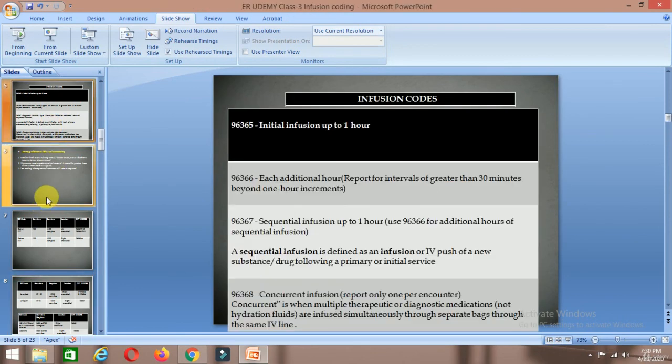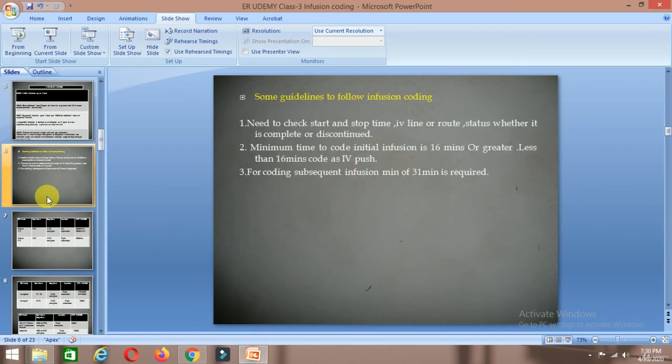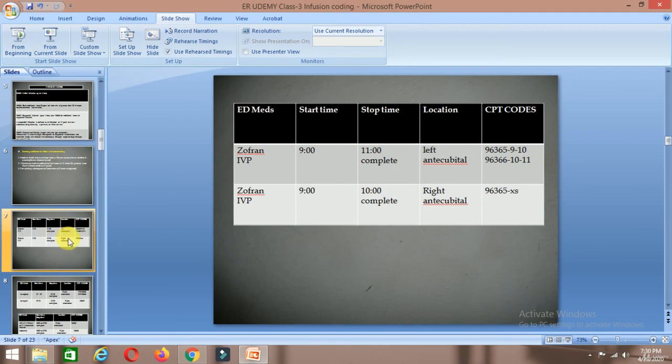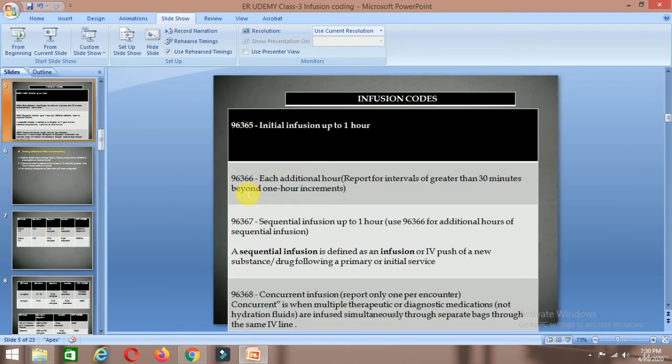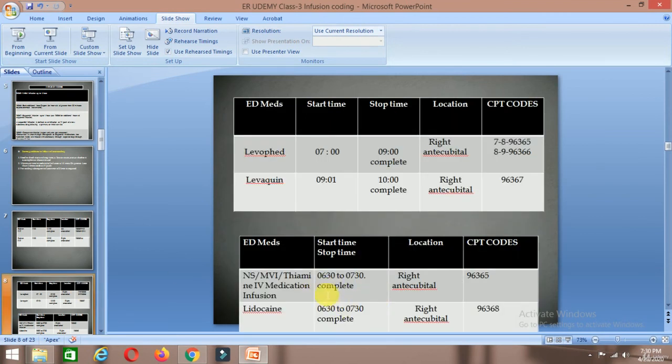So like that we have to code the infusion codes. So far what we have learned: what is infusion, IV, piggyback, administration of drugs in the form of bags. The minimum timings are initial 16 minutes and subsequent 31 minutes. So the timings are like that. We have seen the scenarios also. The initial code is 65 and the additional is 66, for the additional hours. Whenever a new drug is given following this initial, we have to code 67. And concurrent, we code when different drugs are running simultaneously, that means in the same time, like we have seen here, right? So it's nothing but the concurrent infusion.